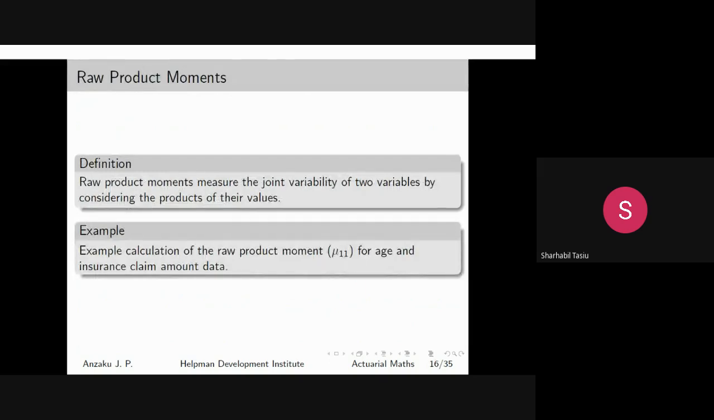All right, so raw product moments. Remember, we showed that in what we calculated in that other material. The product is when you have x times y, the multiplication of the probability of x and y. So that gives us the raw product moments. Here we have an example, the calculation of the raw product moment mu 11 for age and insurance claim amount data.